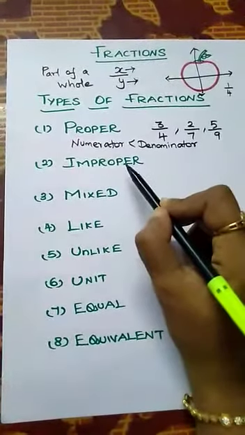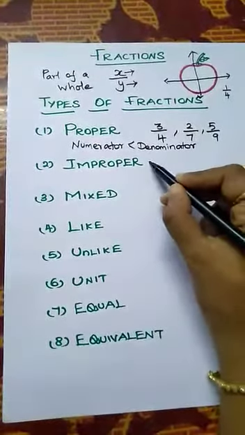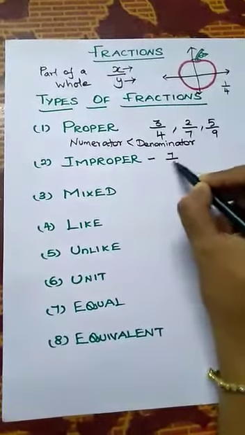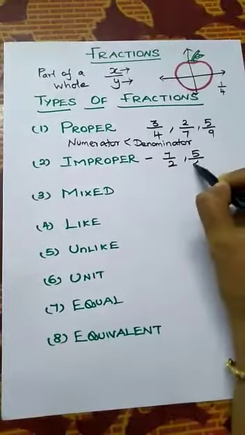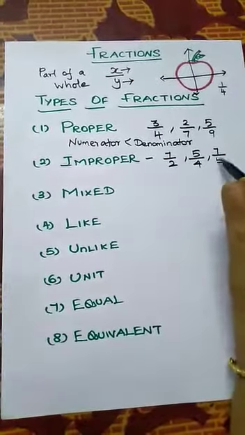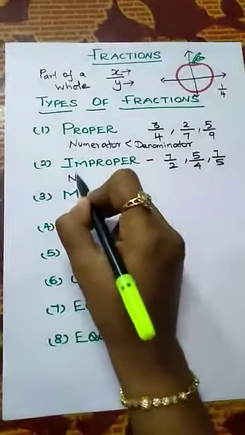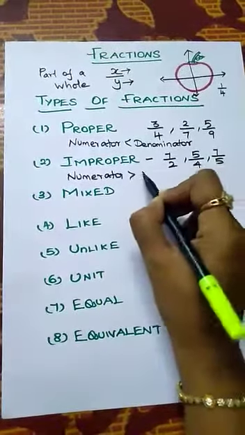Next one, improper fraction. When the numerator is greater than its denominator, it is called an improper fraction. Example: 7 by 2, then 5 by 4, then 7 by 5, like that.